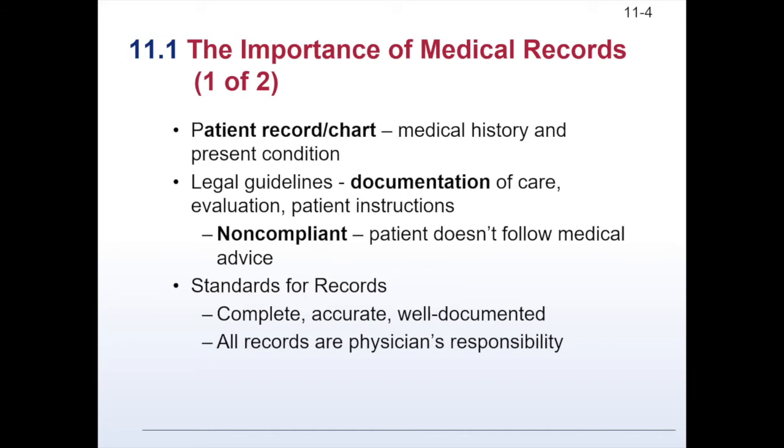Patient record or chart. A patient record is the repository of information about a single patient. This information is generated by healthcare professionals as a direct result of interaction with the patient or with individuals who have personal knowledge of the patient. A patient record chart contains the medical history and present condition of the patient.